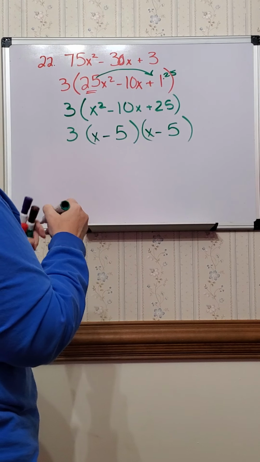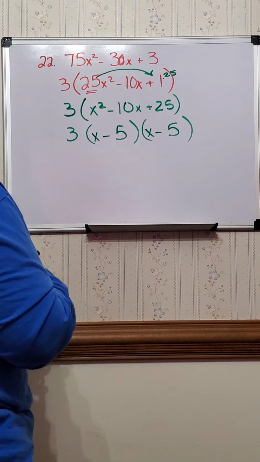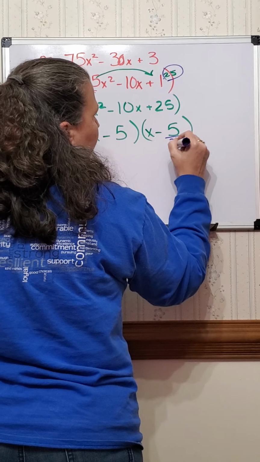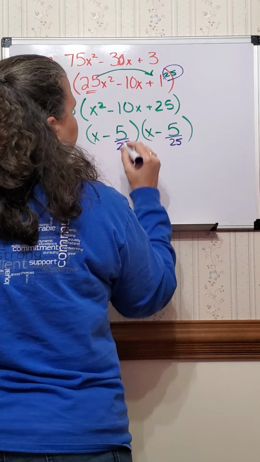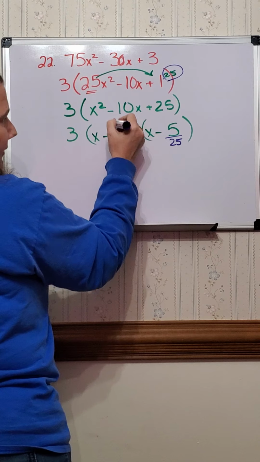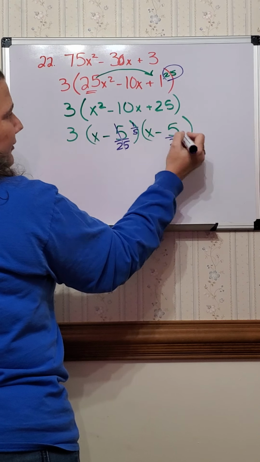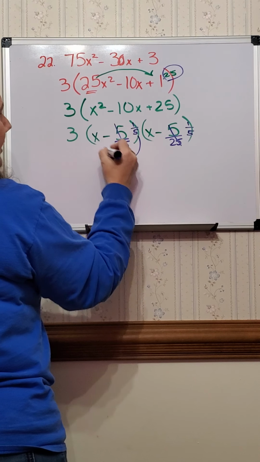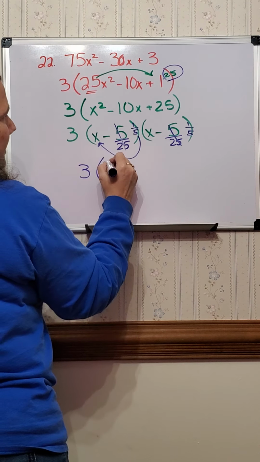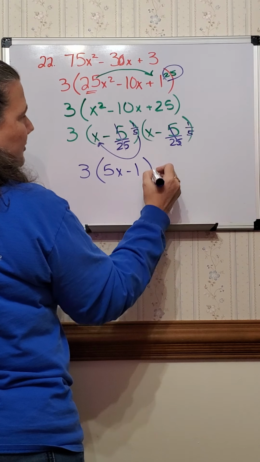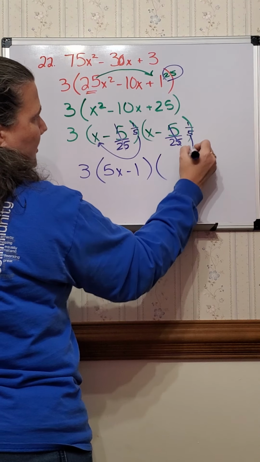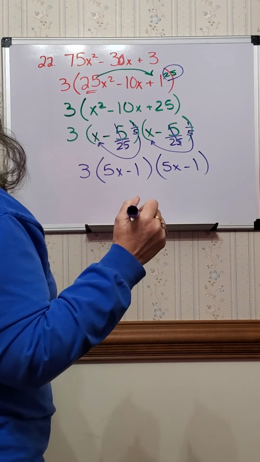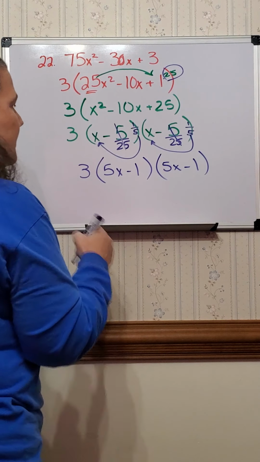All right, so I am not finished though, because what did I do? Up here, I multiplied by 25, so now I gotta divide this 25 back out. So if I simplify this, that's gonna give me 1/5, and that's gonna give me 1/5. Remember, I don't want to end with a fraction, so I bring that over. 3 times 5x minus 1 times 5x minus 1.